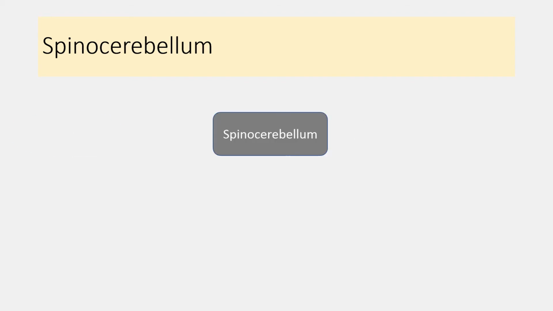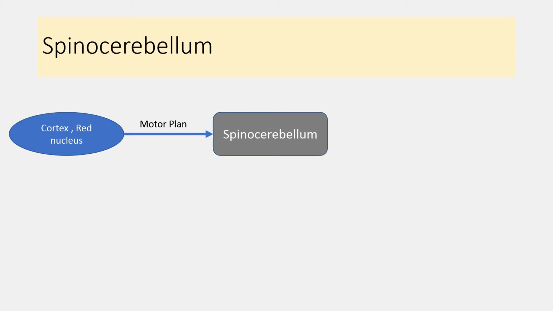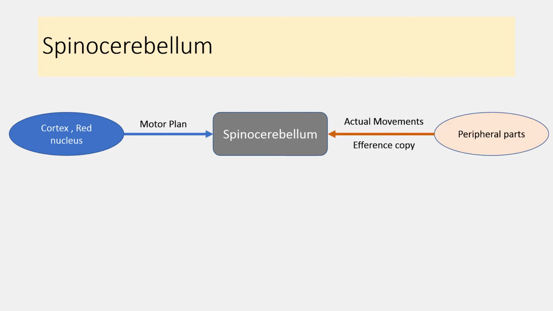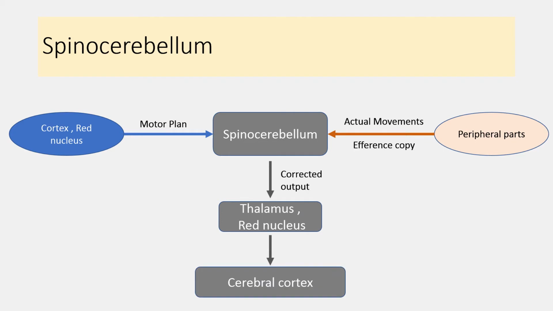So spinocerebellum receives information from the cortex and red nucleus about the intended motor plan or the sequential motor activity, and it receives proprioceptive impulses from the peripheral parts, which provide information about the actual movements and the efference copy that arrives at the anterior horn of the spinal cord. So spinocerebellum compares the motor plan with the actual movements, and if there is any abnormality, it sends corrected output to the thalamus and red nucleus, and from the thalamus it sends output to the cerebral cortex for the smooth and coordinated movements of the distal limbs.